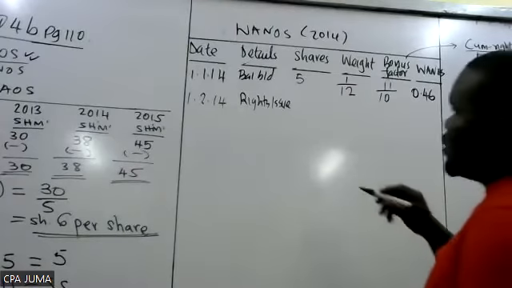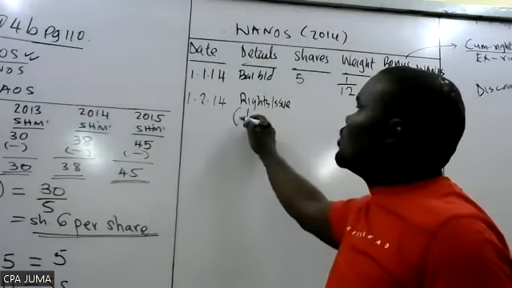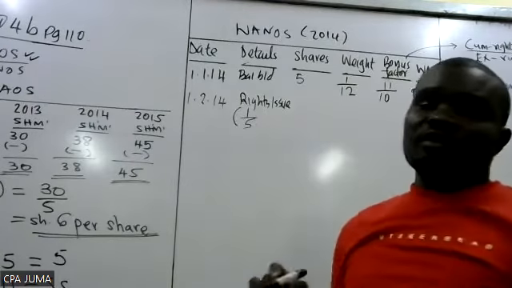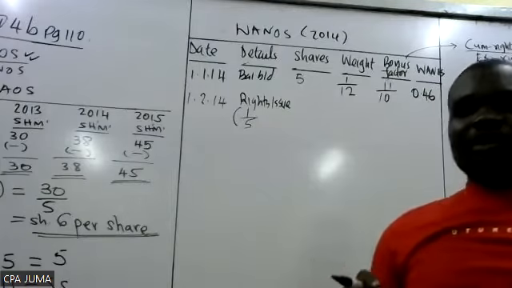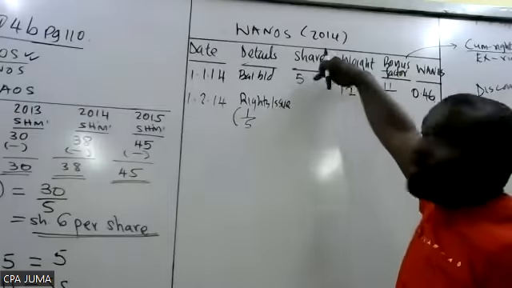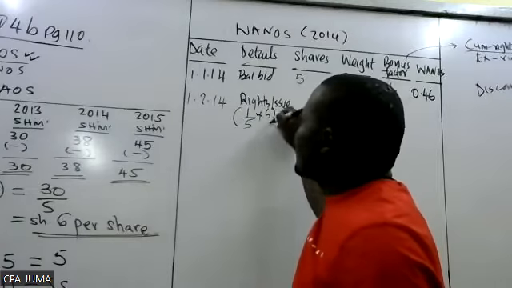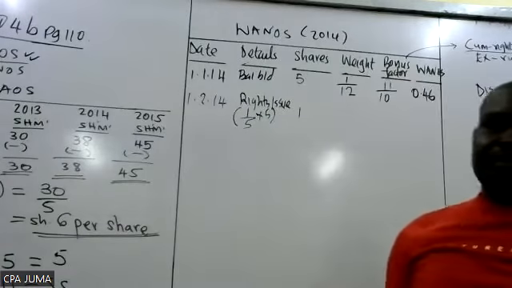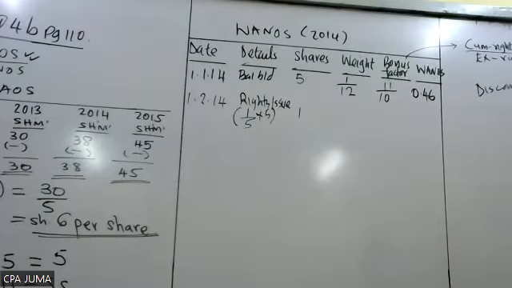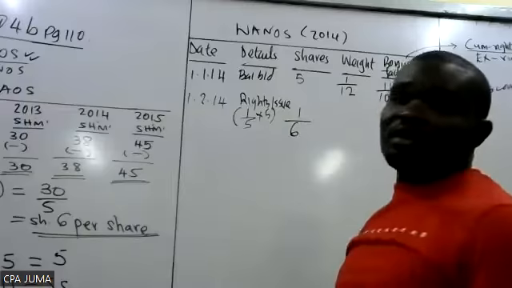Alright, so rights issue, check the basis. They were giving them on the basis of 1 new for every 5. Susan, I hope you are sorted. You get 1 for every 5. But how many are we having? We are having 5 of them. So you multiply by 5, you get 1. So after that, this person will be having 6.